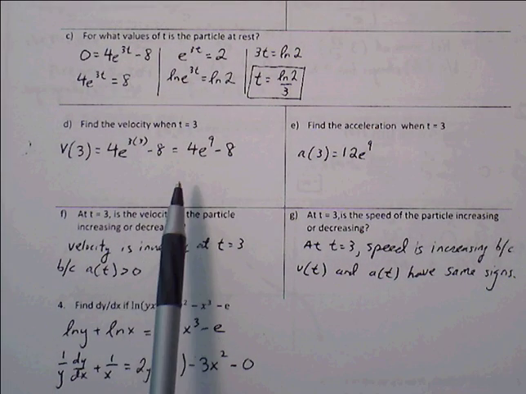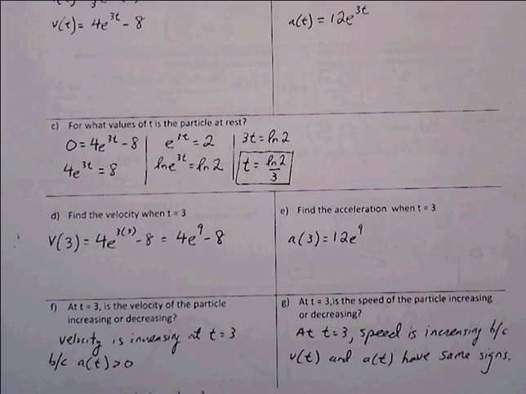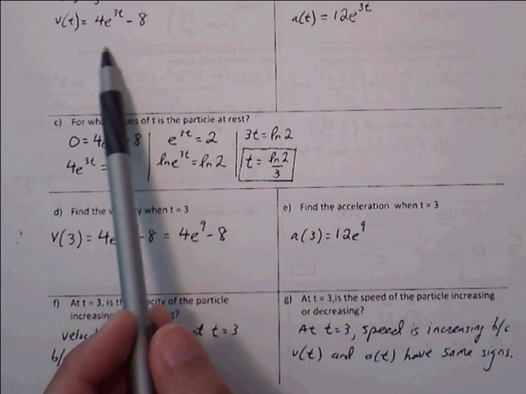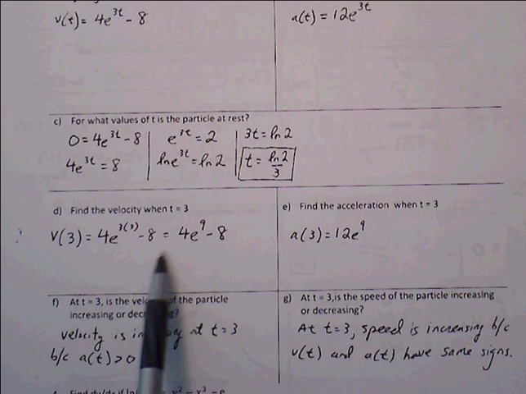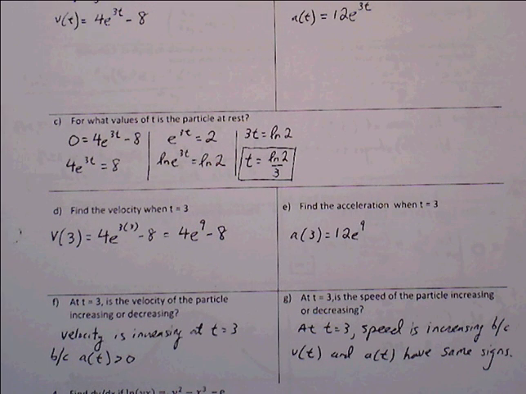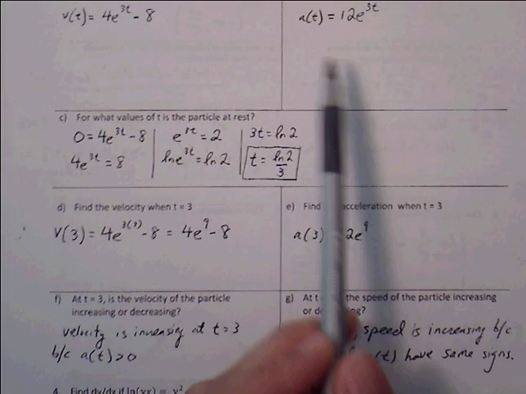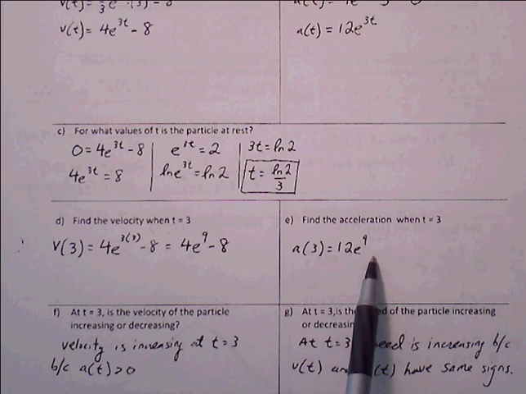Part D, find the velocity when t is equal to 3. So if we want to find the velocity, we can simply plug 3 into the velocity function. So 4e to the 3 times 3 minus 8. So 4e to the 9th minus 8 is going to be the velocity at that moment in time. Find the acceleration when t equals 3. So just plug 3 into the acceleration function, 12e to the 3 times 3, 12e to the 9th.